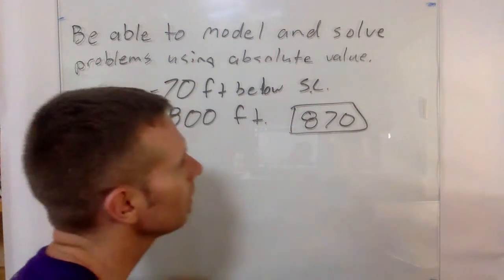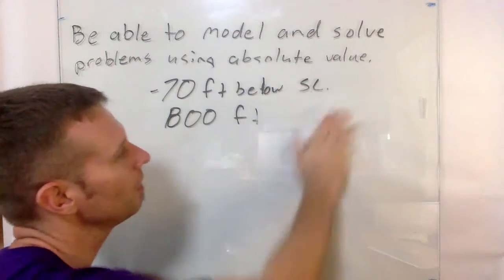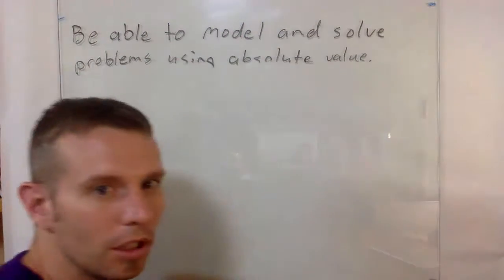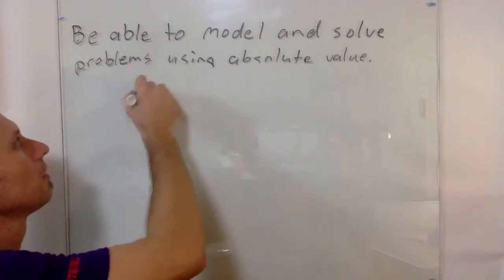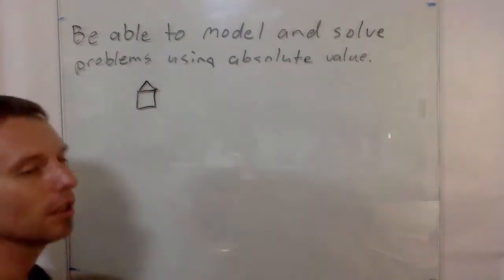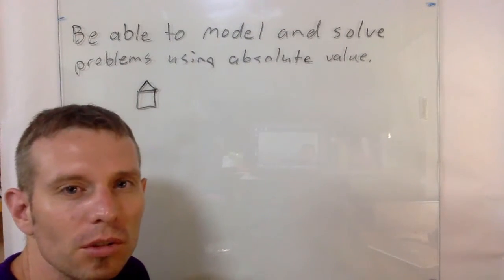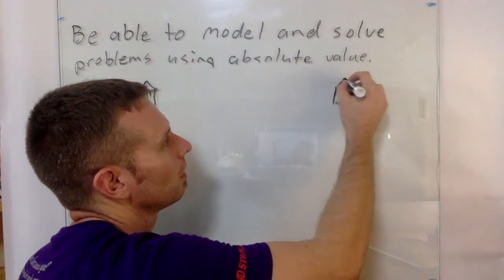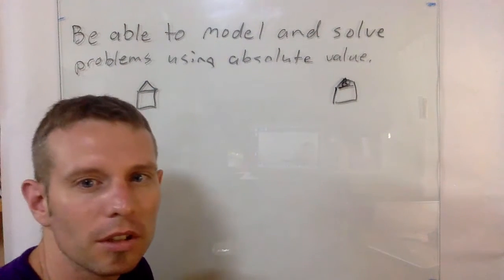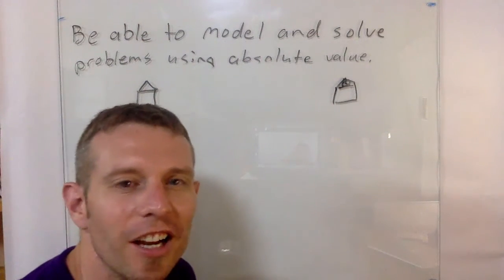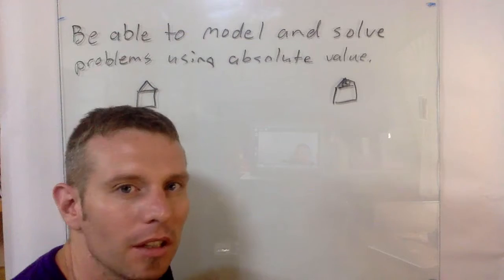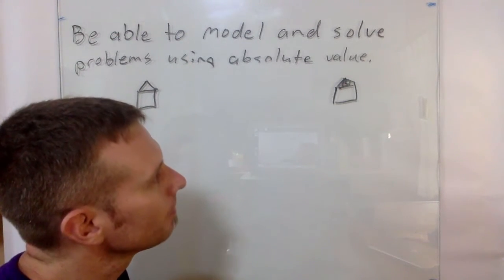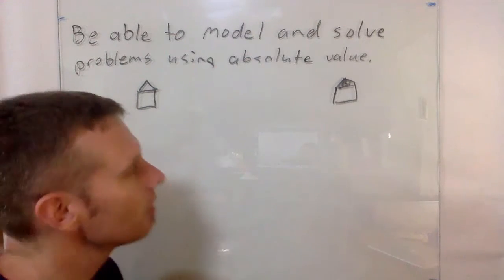Now, here's one more last kind of tricky one for you, maybe. Let's say you leave your house. Okay, that's your house, and you're going to school. I don't know how you draw a school, but that's a clock. Let's say you leave your house and you go to school. And let's say the distance between your house and school is, let's say, 15 miles.